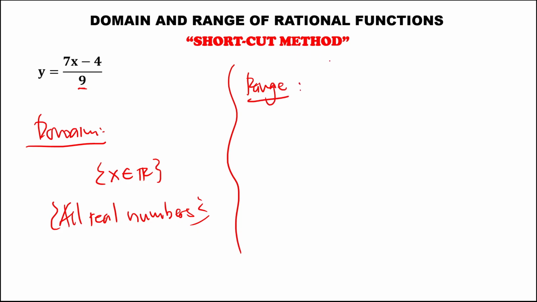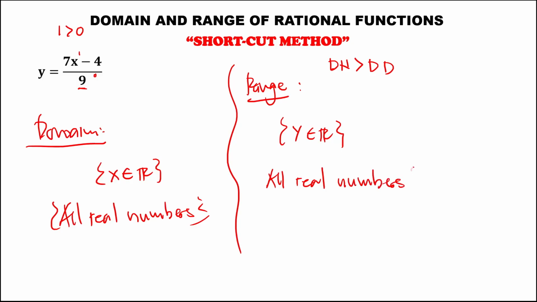if the degree of the numerator is greater than the degree of the denominator, from this given, the degree of the numerator is 1 and the denominator is 0. Since 1 is greater than 0, therefore the range is y, element of the real numbers, or all real numbers. So this is how to find the domain and the range of irrational functions using the shortcut method.